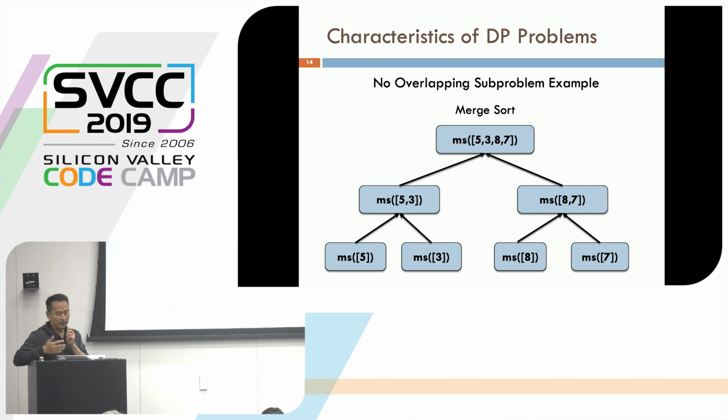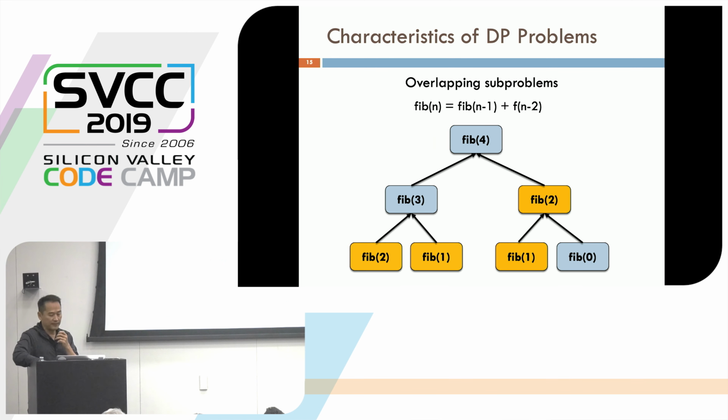So let's talk about a problem that doesn't have overlapping subproblems, which is merge sort, that some of you might remember. In merge sort, you split in half, and then you merge them. Those subproblems, as you can see, are not overlapping. Therefore, DP is not the right solution for this kind of problem.